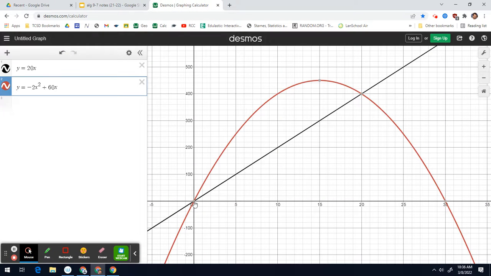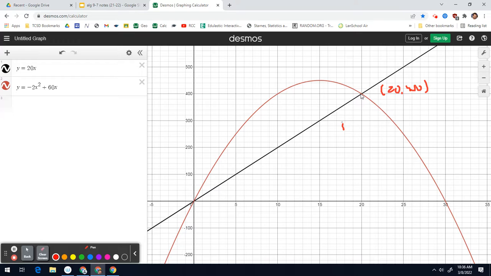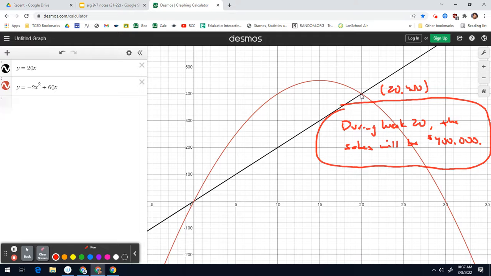So if I go back to Desmos, one of the intersection points is 0, 0. The other one is, like I said, 20, 400. So this point being 20, 400 means this, right? So the question is, during what week are the sales projected to be the same? During week 20. The sales will be, and we got to take 400 and times it by 1,000. When you take 400 and times it by 1,000, just add three zeros. 400,000. And that's the interpretation of this problem. That's when the sales will be the same.